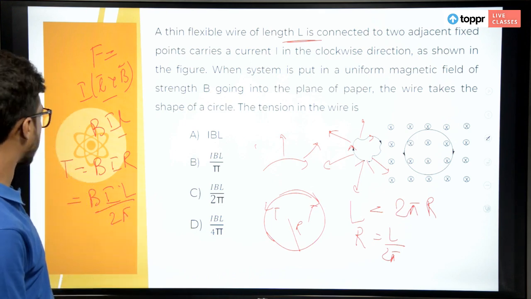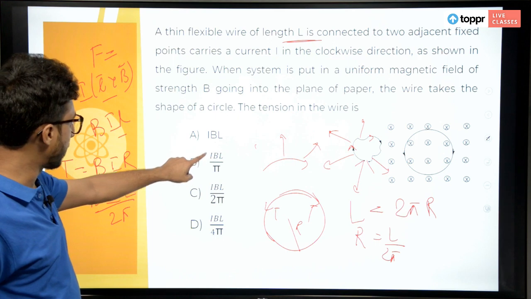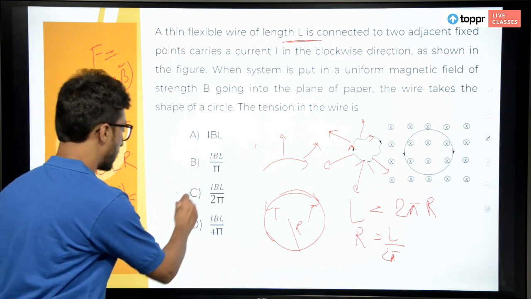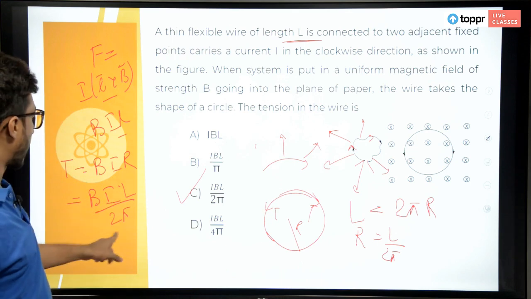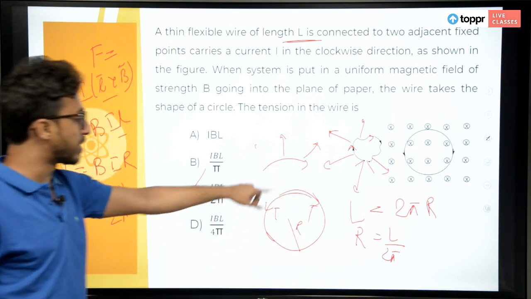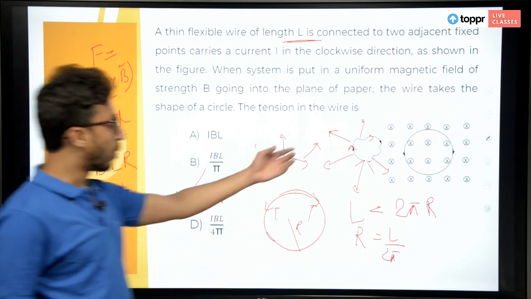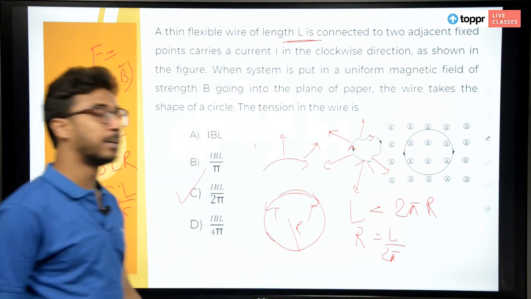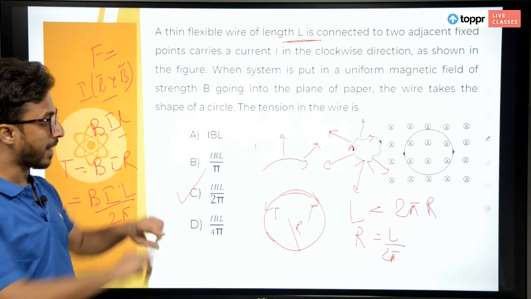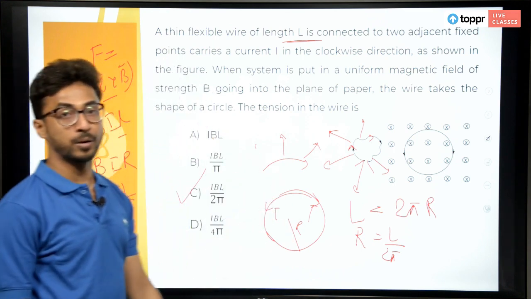Is there an answer like this? BIL by 2 pi? It is option C. So option C is nothing but BIL by 2 pi. So this is the tension that will be generated within the coil when it is placed in a magnetic field perpendicular to the plane where it is placed, and then the coil will become circular in shape.